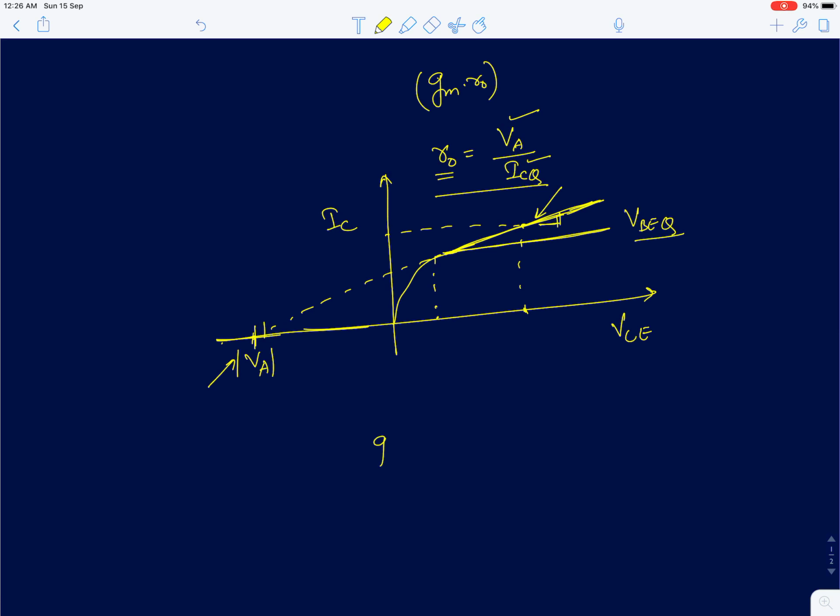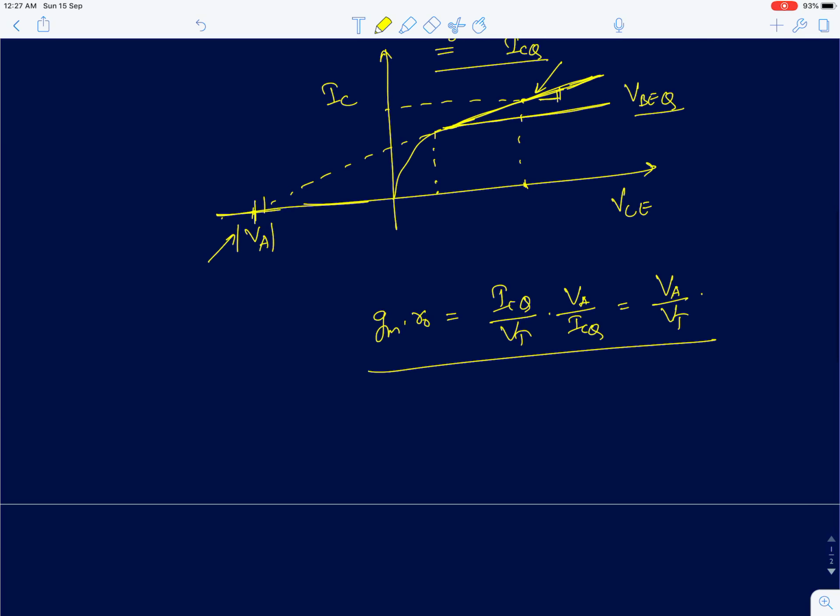Now once you know r naught, the product of gm times r naught is simply ICQ upon VT times VA upon ICQ. Therefore you get VA by VT as the intrinsic gain. The intrinsic gain here is independent of current. It doesn't depend upon the quiescent collector current, but rather on the early voltage and the thermal voltage. This is your intrinsic gain A naught. What I mean by intrinsic gain is that this is the maximum gain you can get using a single stage common emitter amplifier. You cannot get a gain more than this.